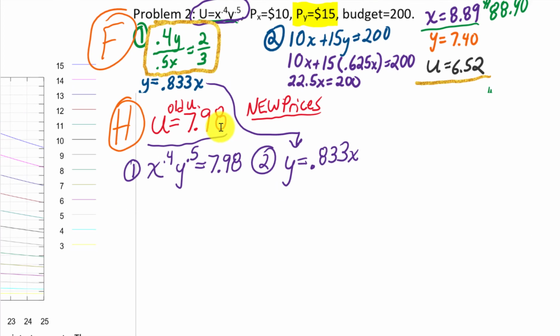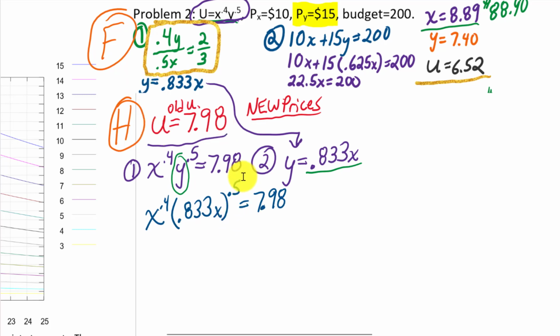So what are we going to do? All we have to do is take this fact that y equals 0.833x and plug it in here for y. So we end up with x to the 0.4 times (0.833x) to the 0.5 equals 7.98. Now be careful when you do this. The most common mistake people make, historically, is they just write down 0.833 x to the 0.5 without raising both of them to the 0.5. But it's really important that you raise both of these things to the 0.5, otherwise you're going to get the wrong answer. So we distribute that 0.5 power: x to the 0.4 times 0.833 to the 0.5 times x to the 0.5 equals 7.98.